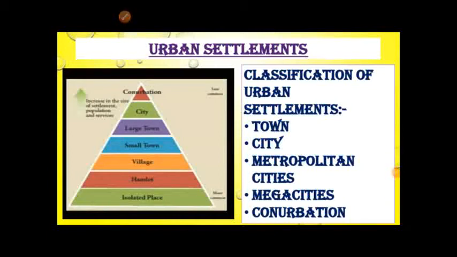Metropolitan cities. Cities accommodating population between 10 lakhs and 50 lakhs are metropolitan cities. For example, Madurai. Megacities. Cities with more than 50 lakh population are called megacities. For example, Greater Chennai.